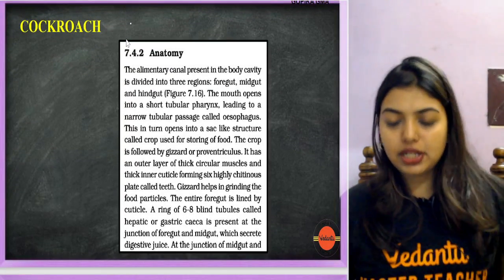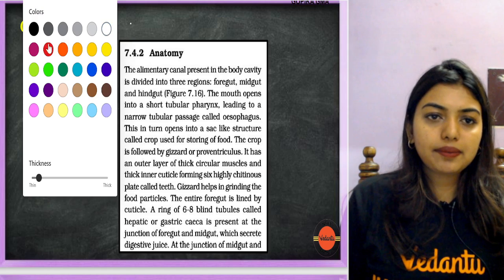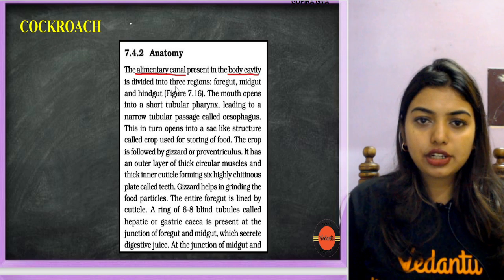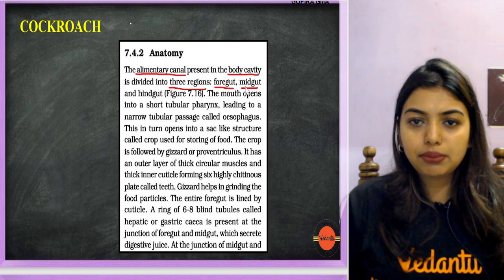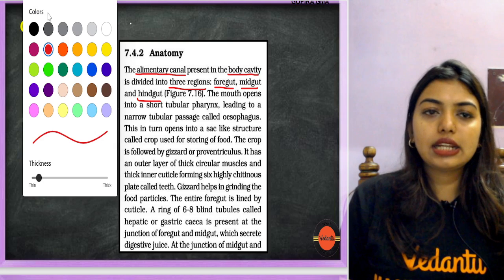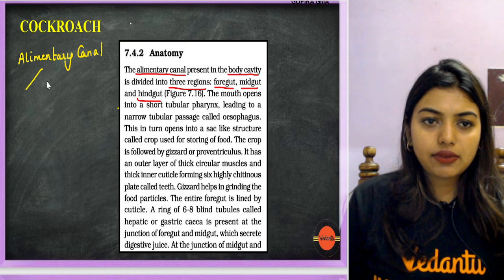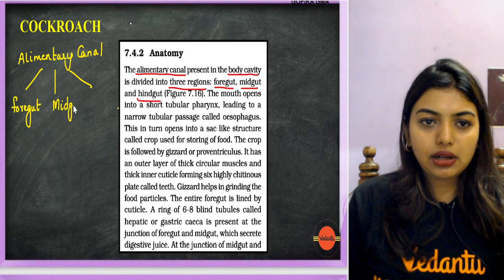Next, anatomy. Now look here, students, the alimentary canal present in the body cavity is divided into 3 regions. What are they? Foregut, midgut, and hindgut. So they're telling that the alimentary canal is divided into foregut, midgut, and hindgut.